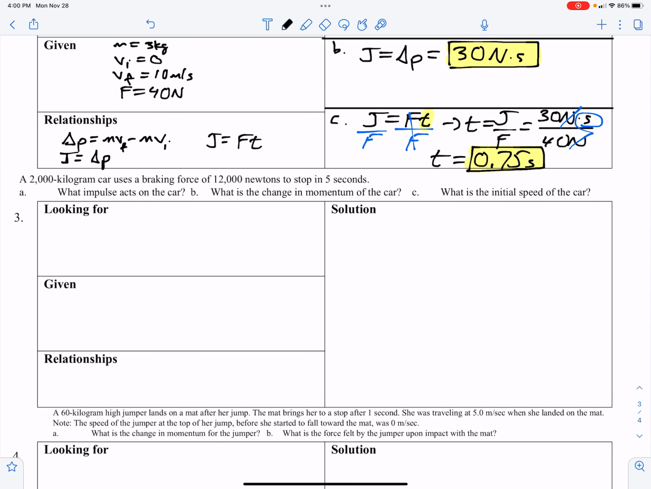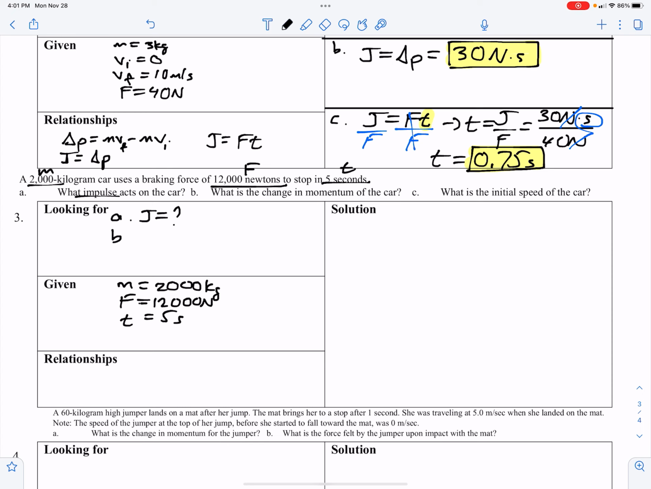All right, question number 3. Read it along with me, if you would, please. A 2,000 kilogram car, that's the mass, uses a braking force of 12,000 newtons. That's the force, to stop in 5 seconds. That's the time. So we're given 2,000. We're given 12,000. We are given 5 seconds. Okay, part A, what is the impulse? Part B, what is the change in momentum? And part C, what is the initial speed of the car? All right, here we go.